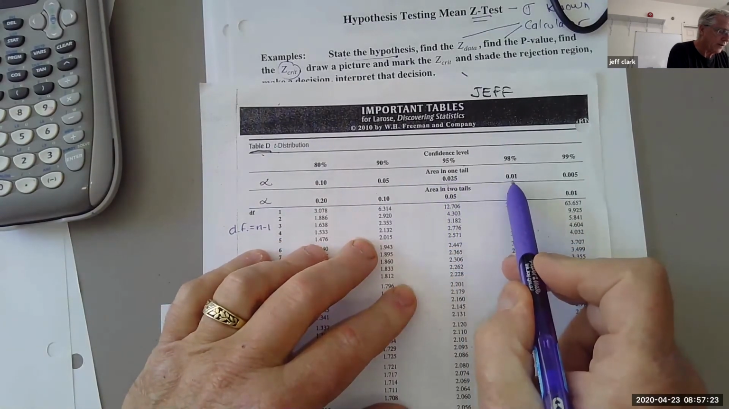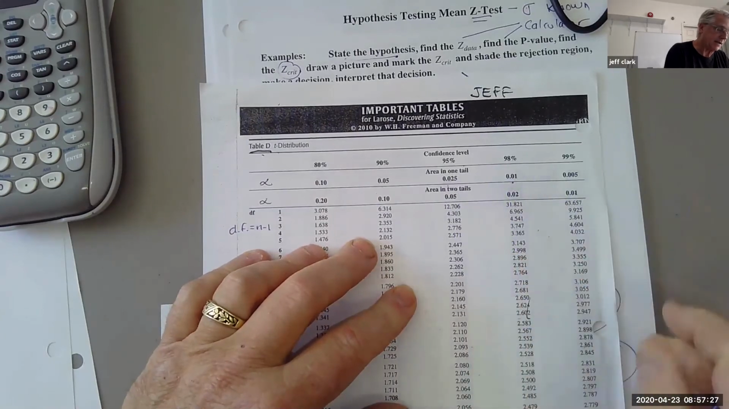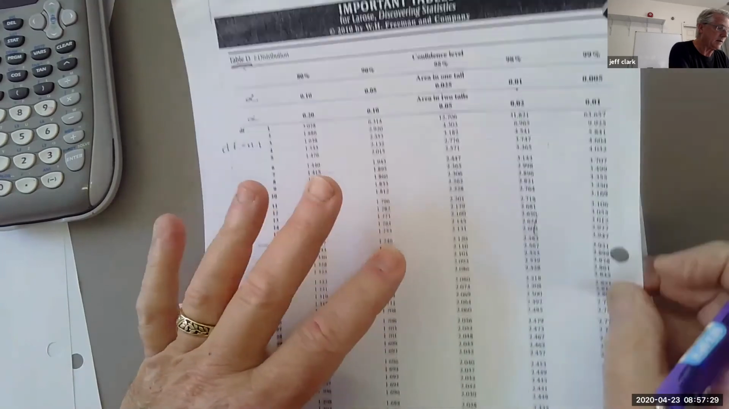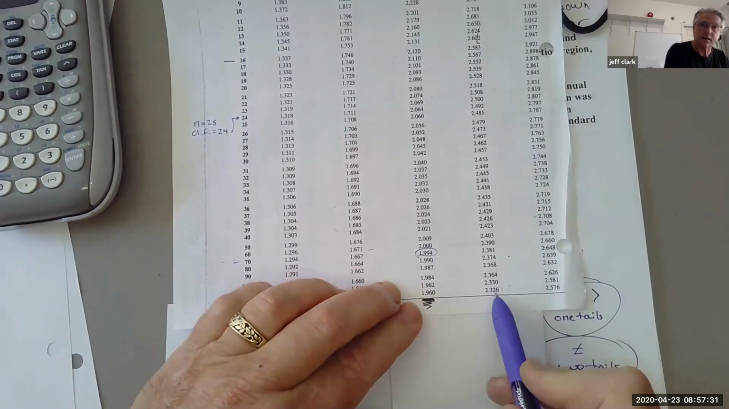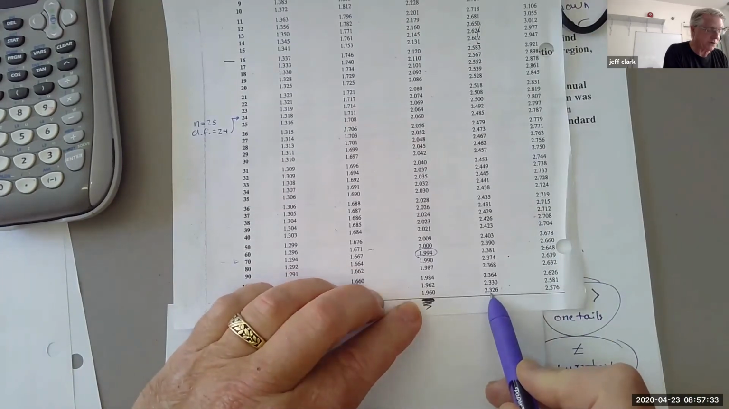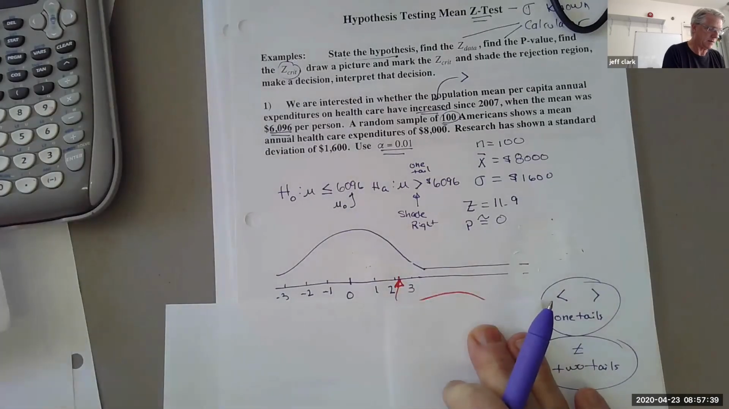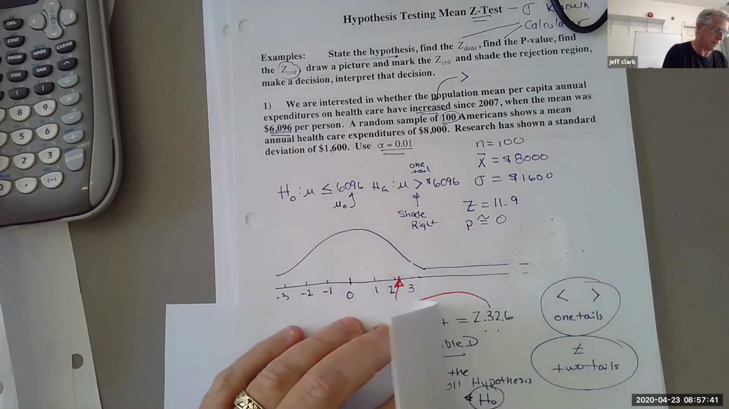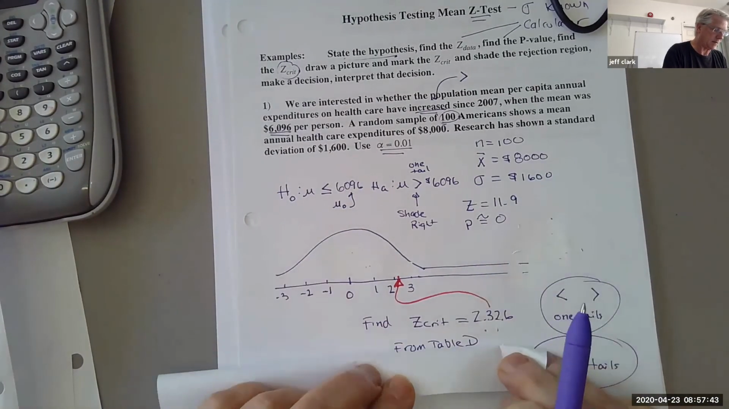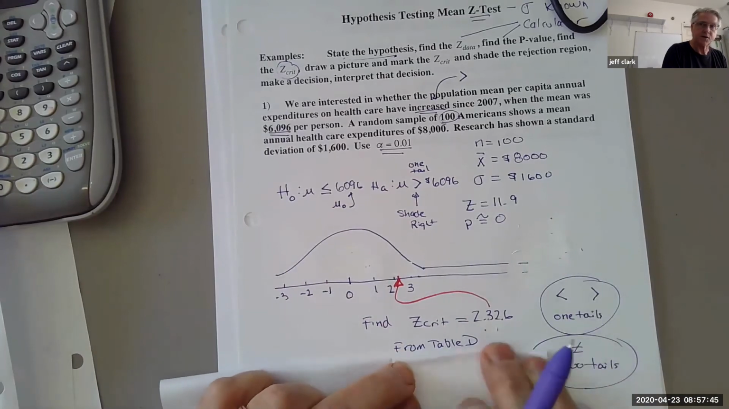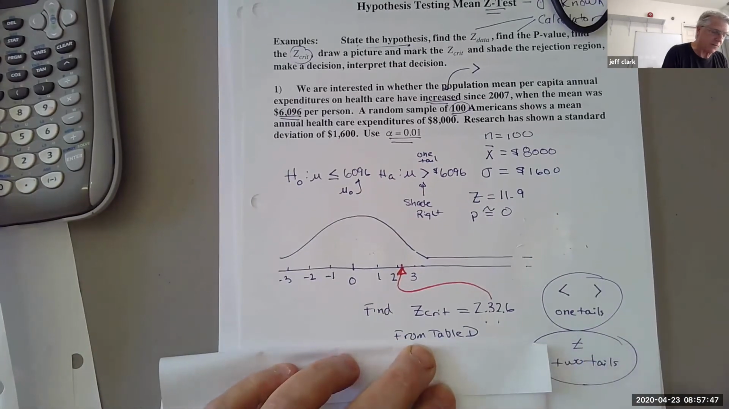I'm looking for 0.01, that's your alpha that was given to you. And because it's a Z, you go all the way down at the bottom, and there's your 2.326 that we're going to write down. That's called the critical number. 2.326, and that's sitting right there.